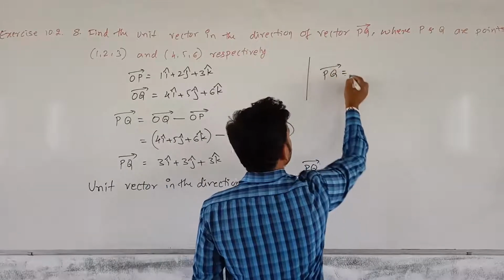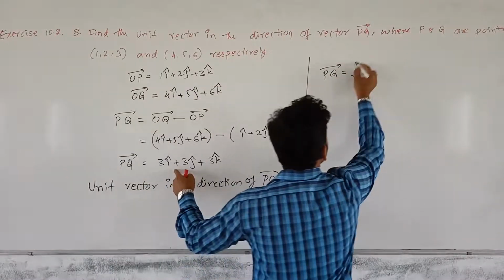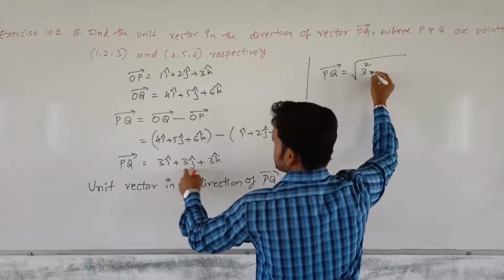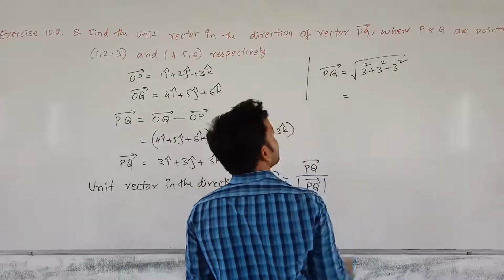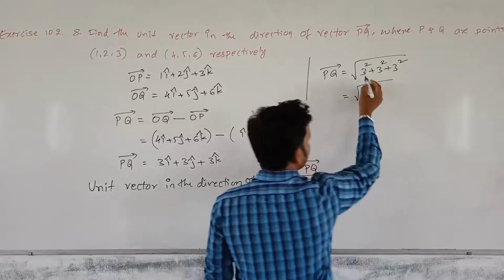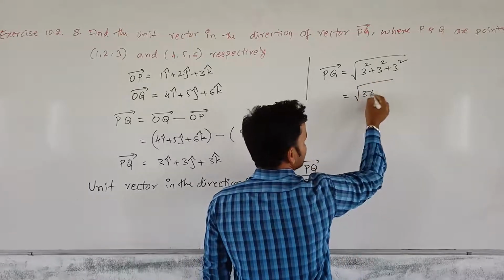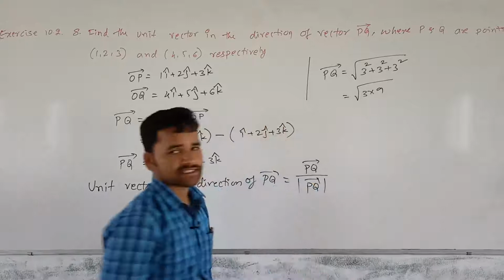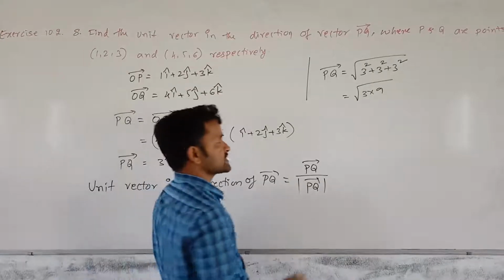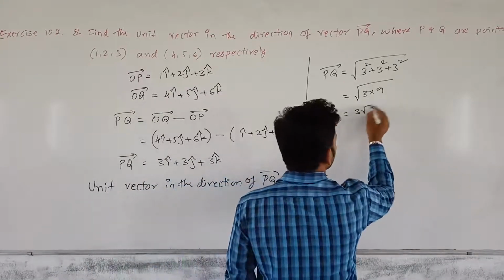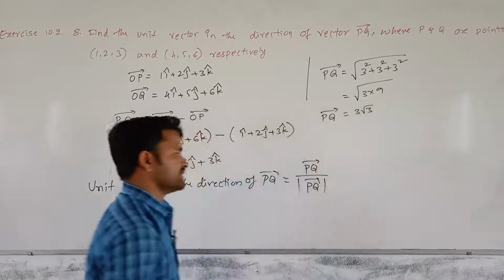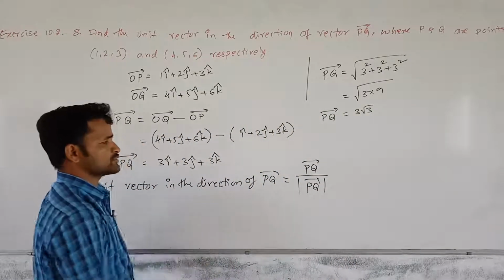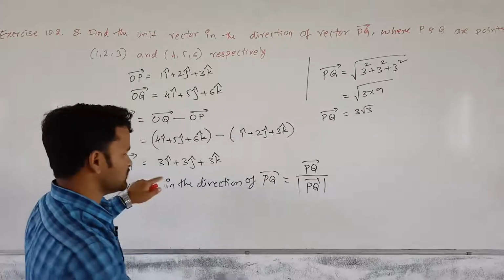Magnitude of vector PQ is equal to square root of 3 square plus 3 square plus 3 square, is square root of 9 plus 9 plus 9. 3 into 9 I can write. 9 plus 9 plus 9, 3 into 9, is 3 into root 3. Now, let us substitute vector PQ and its magnitude here.